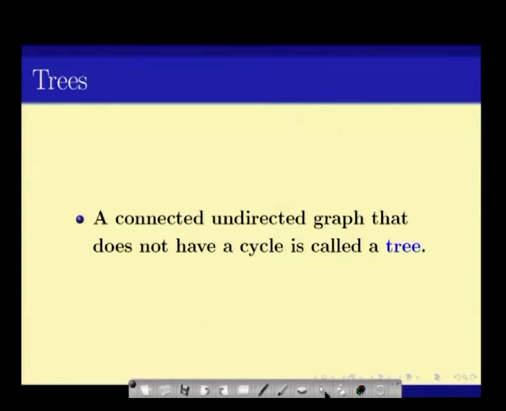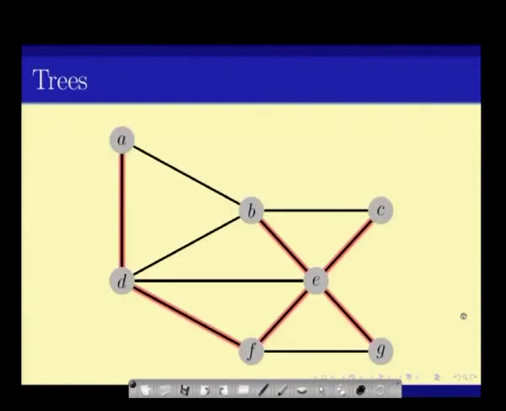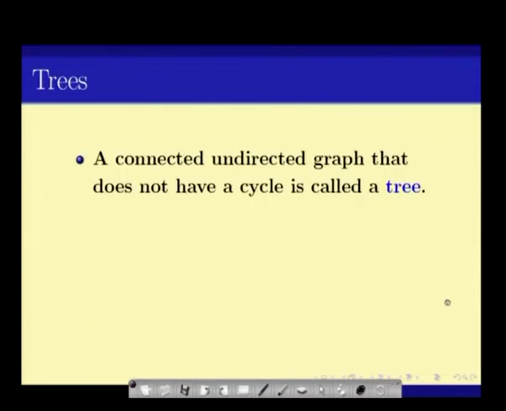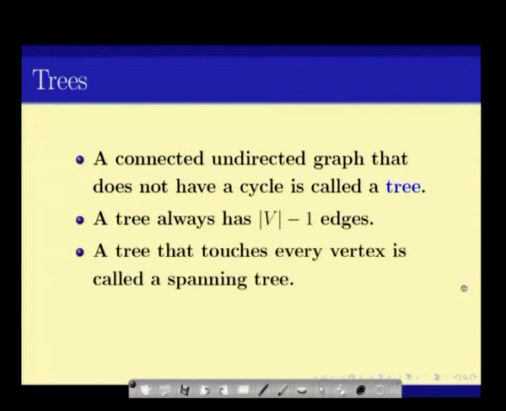The trees also have lots of other characteristics, but for example, here is a tree that does not have any cycle. Similarly, this is another tree, and note that this tree touches every vertex. If you just look at the red edges only, even then this graph will be connected. So, a connected undirected graph which does not have a cycle is called a tree. A tree always has v minus 1 number of edges. A tree that touches every possible vertex is called a spanning tree.